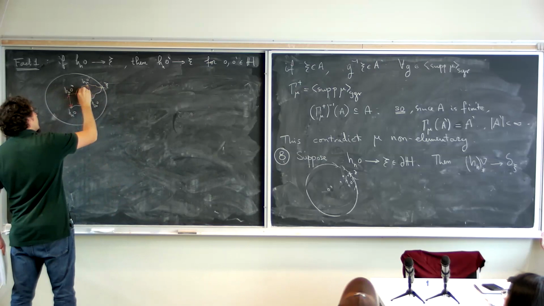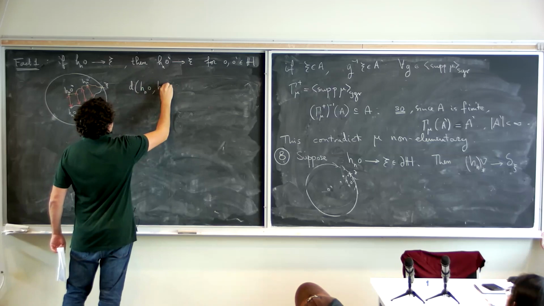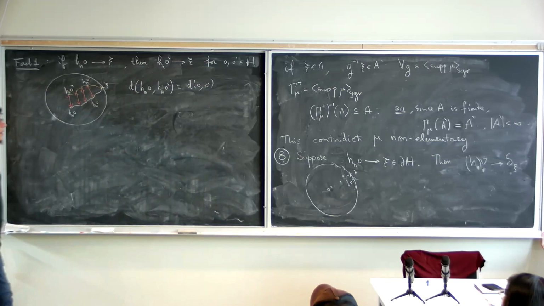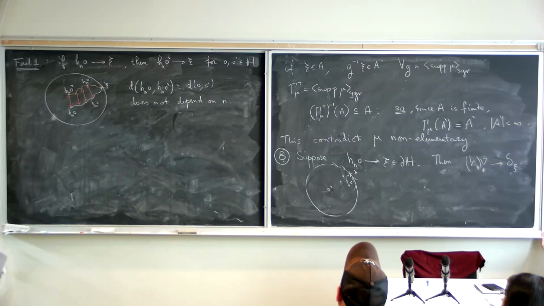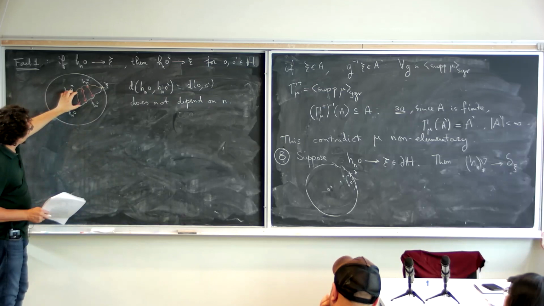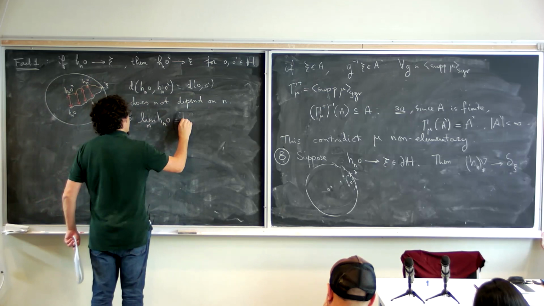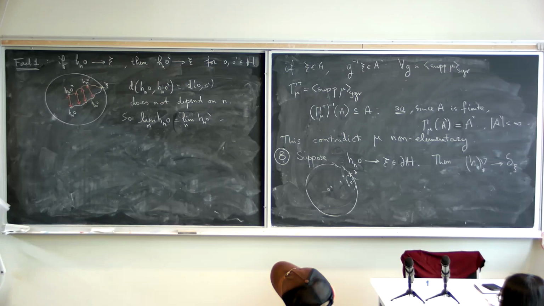We know that the distance between h_n o and h_n o prime, since the action is by isometries, is the same as the distance between o and o prime. So this is constant, it does not depend on n. This is a property of hyperbolic space: if you have two points at distance one and you move them forward, they still have distance one. So the limit of these two sequences is the same. The limit of h_n o is the same as the limit of h_n o prime. This is the first place where we use some form of hyperbolicity, even though it's kind of weak.